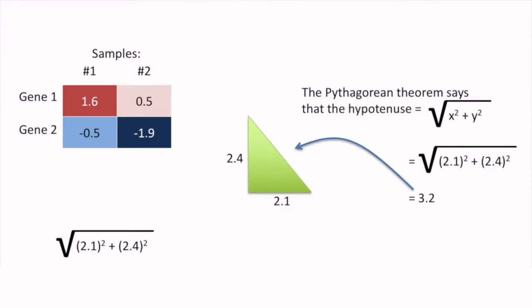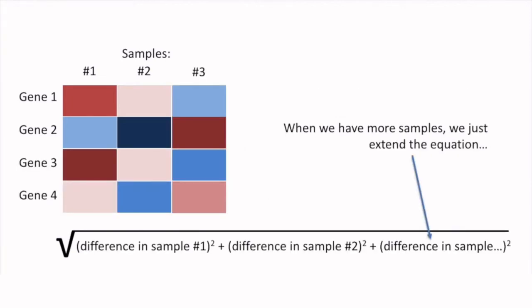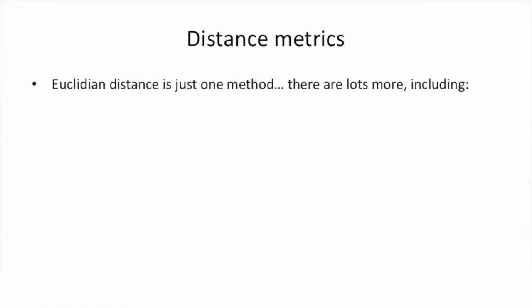And that gives us 3.2, the distance between gene number 1 and gene number 2. So when we have more samples, we just extend the equation. That's not a big deal. Euclidean distance is just one method. There are lots more, including the Manhattan distance.